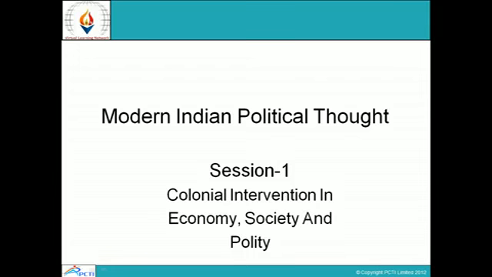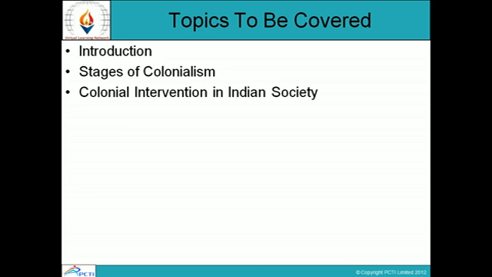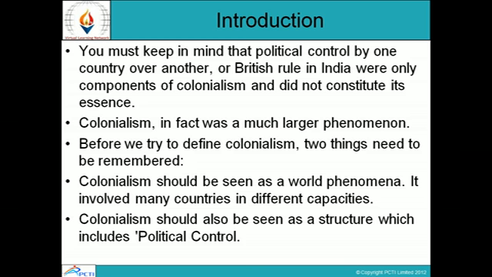This is session number 1 of the subject Modern Indian Political Thought, and the chapter is Colonial Intervention in Economy, Society and Polity. Let's see the topics to be covered. Introduction, Stages of Colonialism, Colonial Intervention in Indian Society.